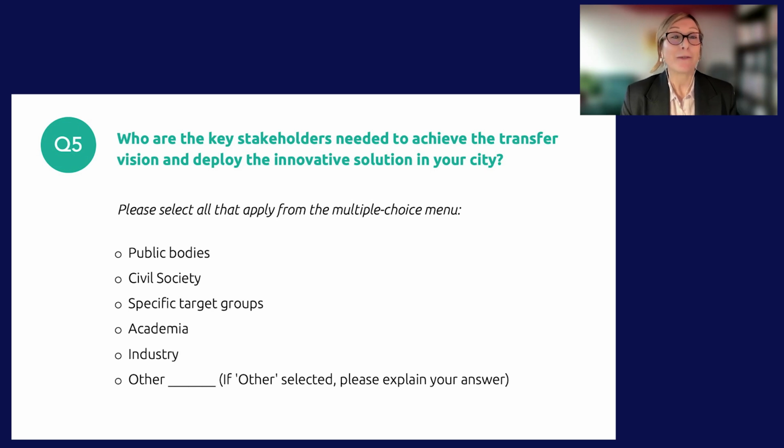That's why question 5 prompts you to reflect on the stakeholders needed to achieve your transfer vision and deploy the innovative solution in your city.